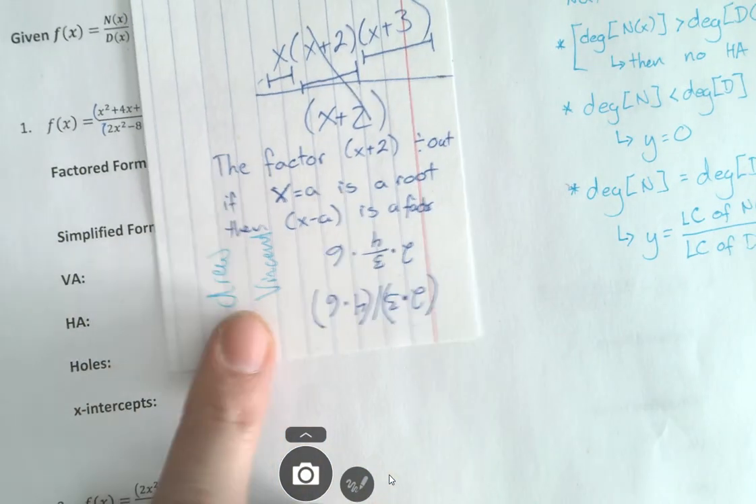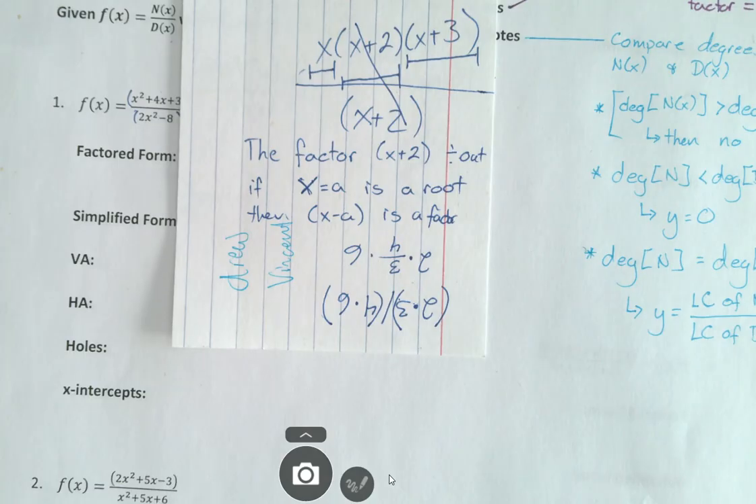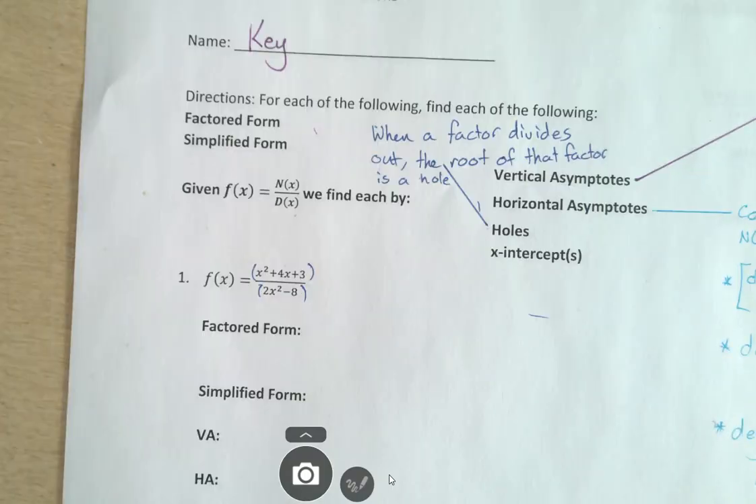Thank you for this, by the way. Good job finding it. This idea is huge. The factor that divided out was x plus 2. We get the root by just setting it equal to 0. Alternatively, we could say the root that divides out, and it's a little bit weirder to say that, but the language works, and we could go to the factors.